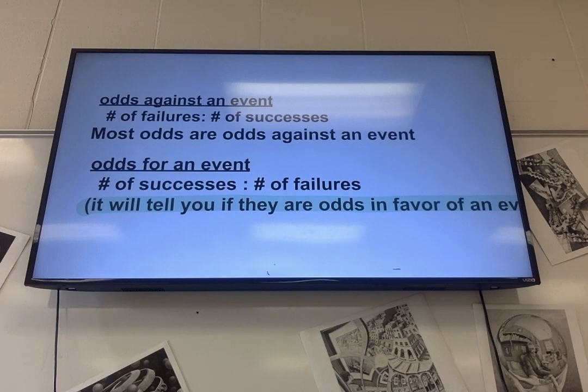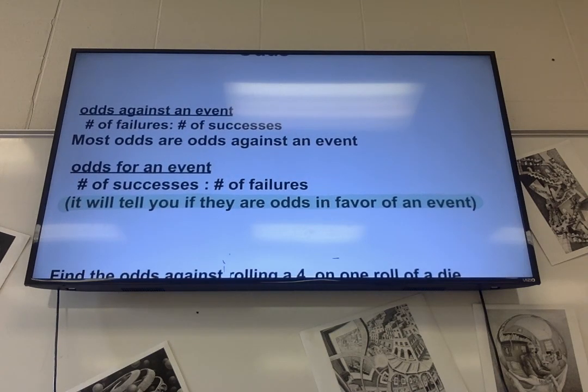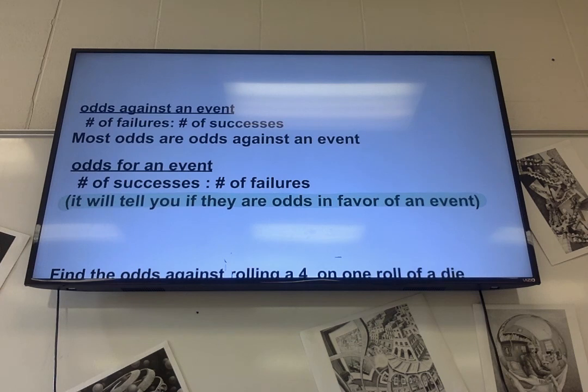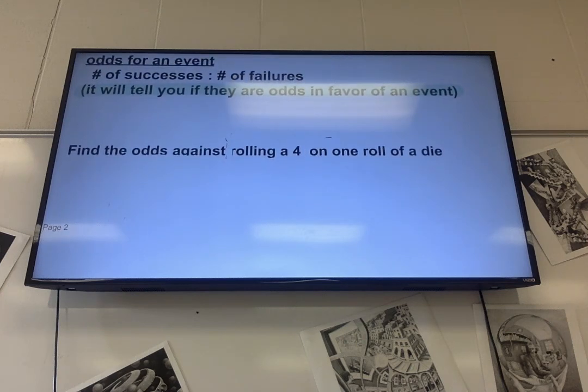Odds for an event is when it's flip-flopped. It will tell you if they're odds in favor. Otherwise, you automatically assume that they're odds against. So, like, odds in favor of this particular horse winning is 3 to 2. So she's 3 times as likely to win, and twice as likely to lose. So those are odds.